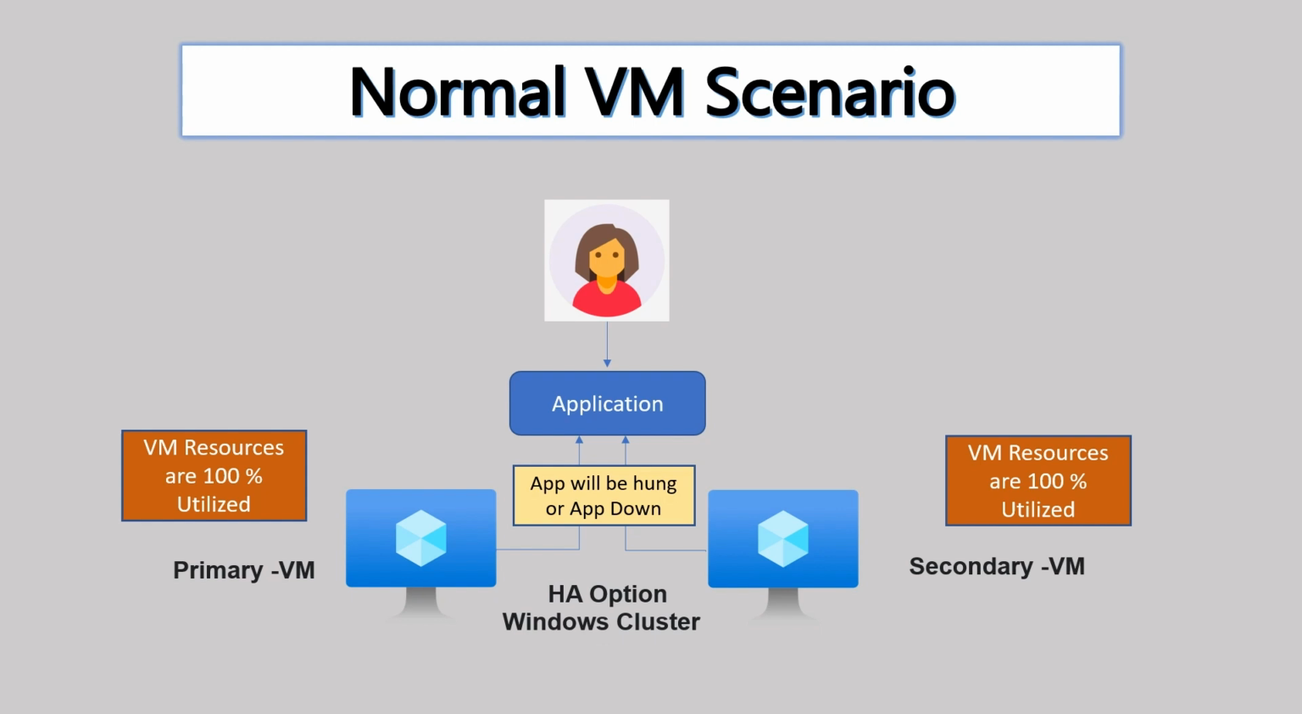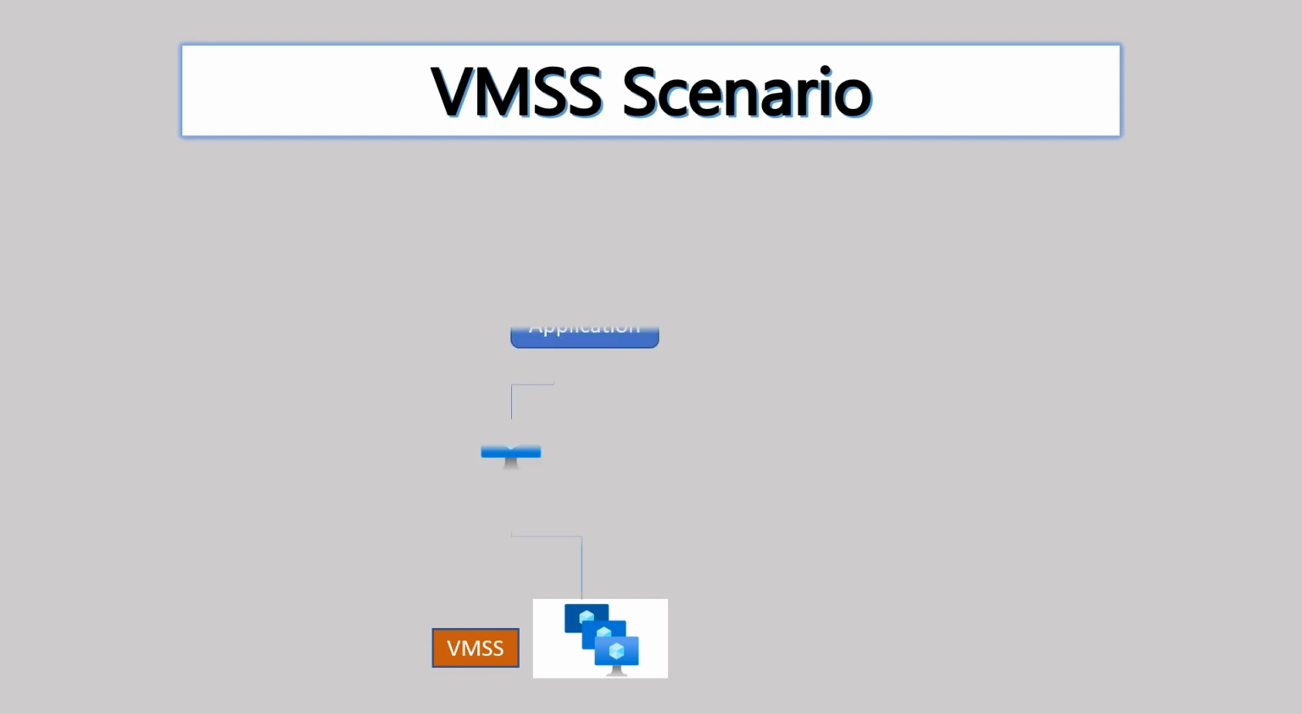In case I want to use a virtual machine scale set in place of a normal virtual machine, I can create a virtual machine scale set. On top of the virtual machine scale set, I can create the instances and I can run the application. This application will be accessible by the users. In case there is any issue with this instance that is running on top of VMSS, I can have one more instance automatically or manually scaled up. So this will provide high availability for the application.